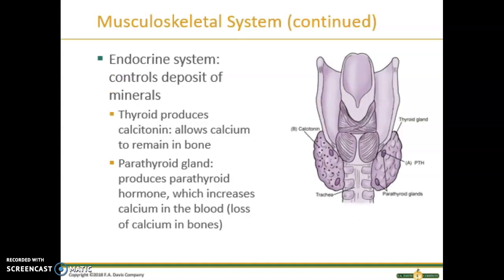The endocrine system controls the deposit of these minerals that are stored. So the thyroid produces calcitonin, and this allows calcium to remain in the bone. And the parathyroid gland produces parathyroid hormone, which increases calcium in the blood.